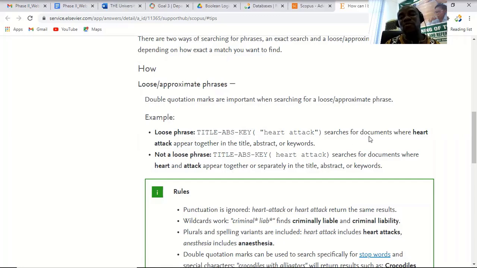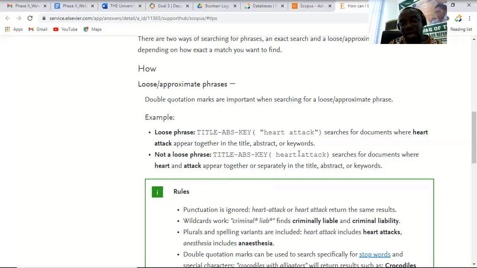It says this will search for documents where heart attack appear together in the title, abstract, or keywords. Okay. Now, it is a phrase, but it's quite a loose phrase. If it is not a loose phrase, here there is no quotation mark around it. It's the same title, abstract, keyword search, but just heart attack without any quotation marks around it. It will search for documents where heart and attack appear together or separately in the title, abstract, or keyword.